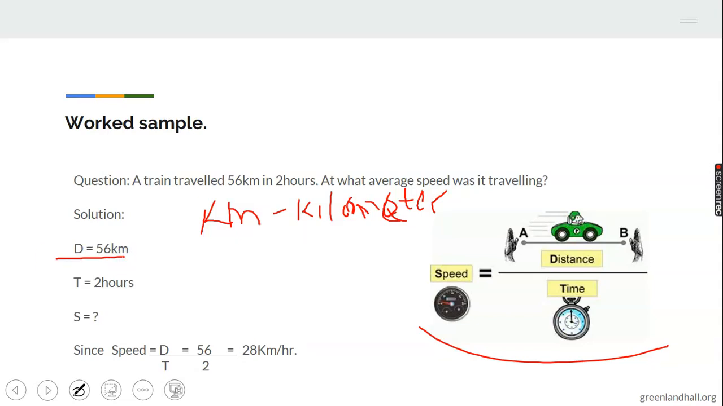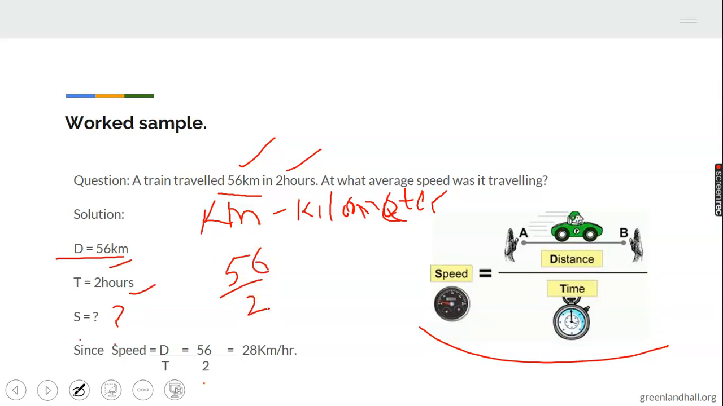The train traveled 56 kilometers. That is the distance. Then what is the time taken for that journey? 2 hours. So you have your distance and you have your time. Now we are looking for speed. Since speed is equal to distance divided by time, you have your distance here, 56 over 2. 56 divided by 2.